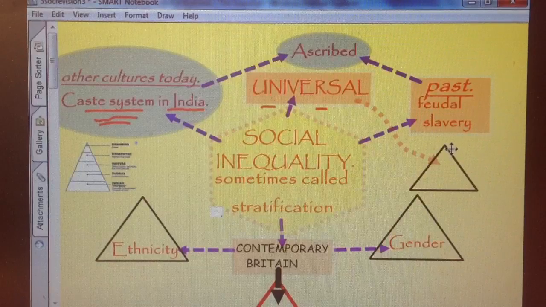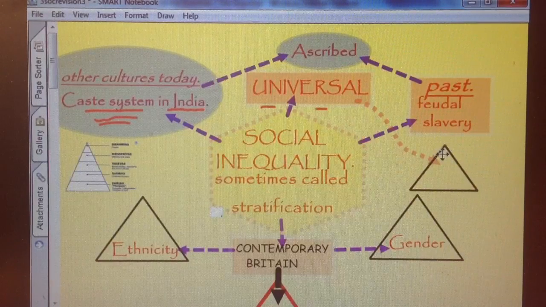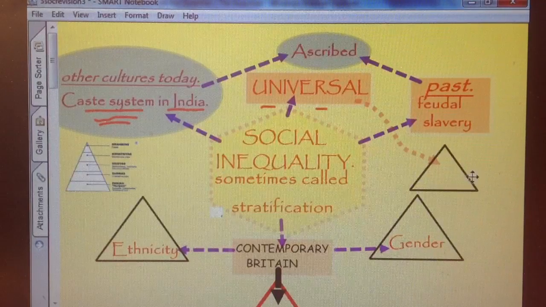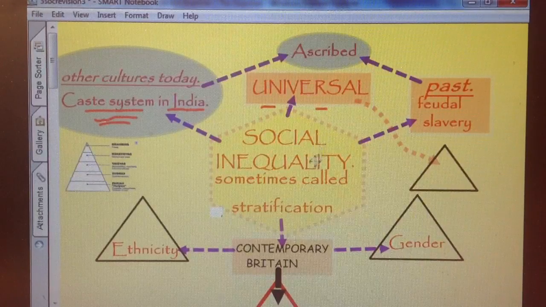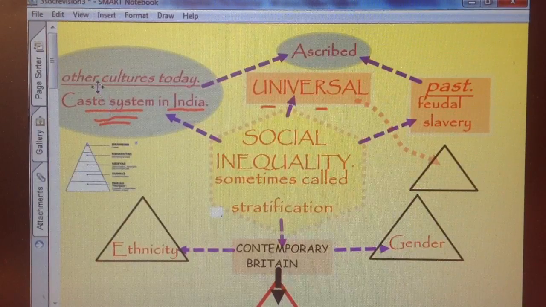The big pyramid. Not many people at the top, lots of money and power. More people at the bottom, less money and power. It's a universal. Okay. First we're going to look at other cultures.